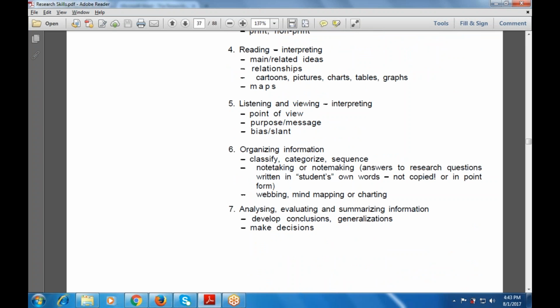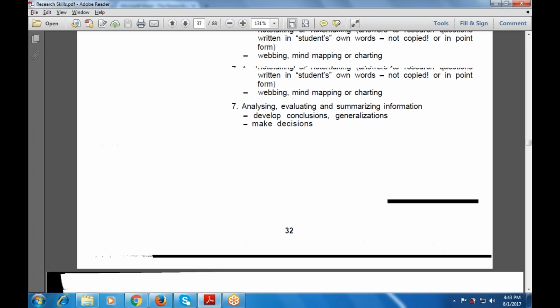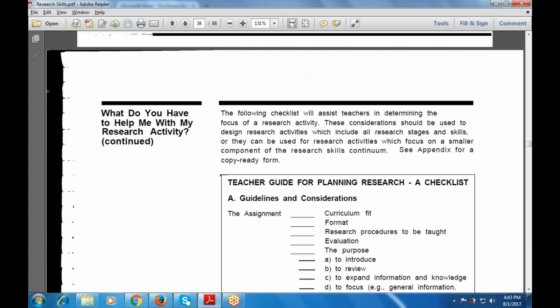Then analyzing, evaluating and summarizing the information, that is develop the conclusions, generalizations, make the decisions. What is the main decision that will be taken, that will be decided, which will make the oral presentations and the written assignments, whatsoever the data that will be used.